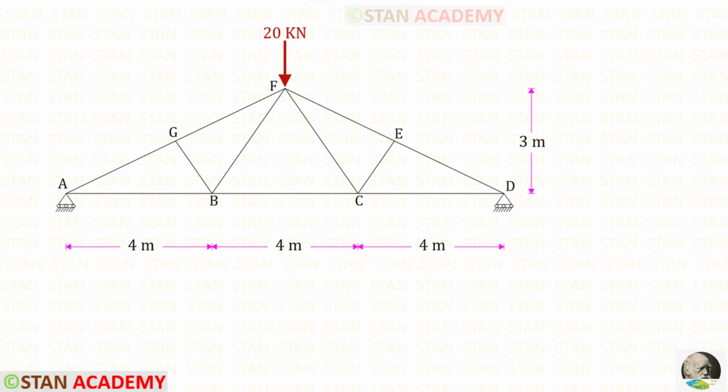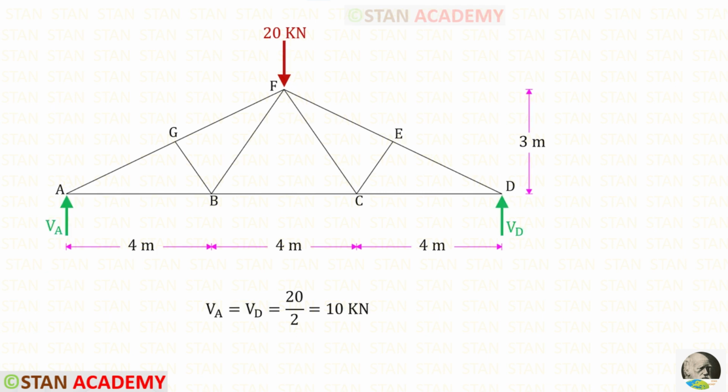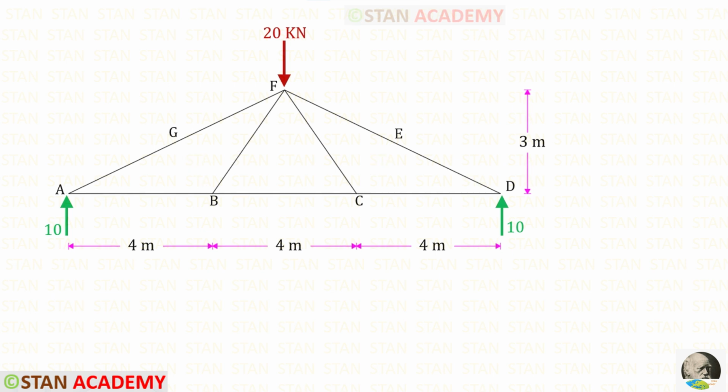Now let us try with this example. This truss is symmetrical and loading is also symmetrical. In this case, we can easily find VA and VD. For that, we have to divide the load 20 by 2. In this way, for VA and VD, we will get 10 kilonewton. We know that the member forces in GB and CE are 0. We can remove both of them. Now the member forces in BF and CF are 0. We can remove both of them.